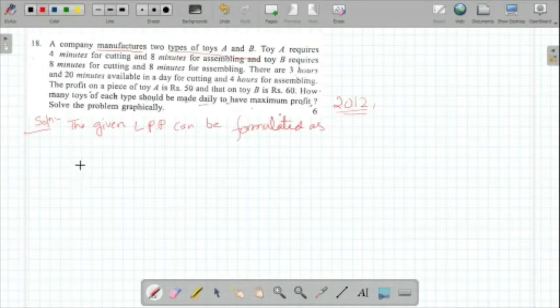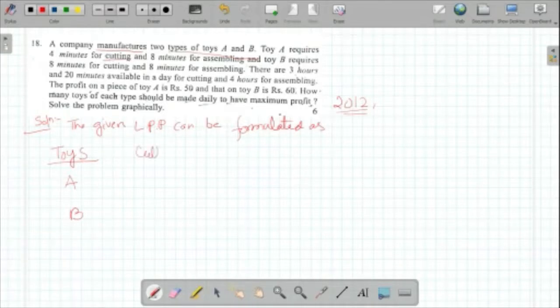We can solve the question, right? So first of all, in the table, how many toys are there? Two types of toys. So the toy column, right? Toys A and B. Okay. Next, toy A requires 4 minutes of cutting and 8 minutes of assembling. So for toy A, first of all they need cutting.